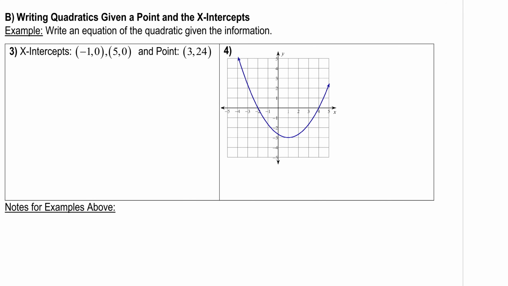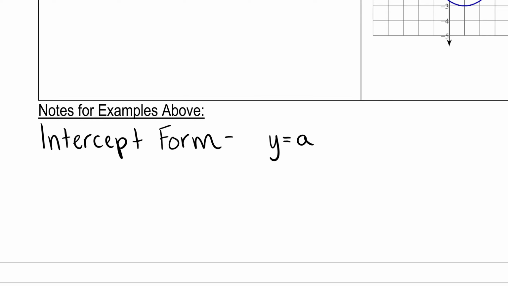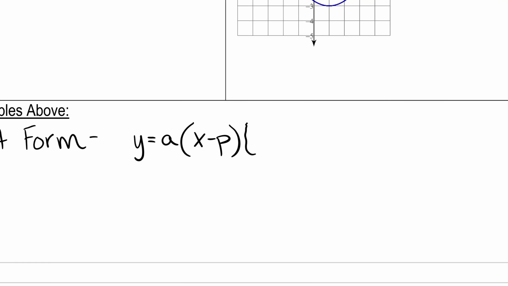So now we're going to write quadratics given a point and the x-intercepts. So on this one, the only thing that I need to know, again, the notes section is not very long because I'm just going to have intercept form instead of vertex form because I'm not dealing with vertex anymore. I'm dealing with the x-intercepts. So my intercept form is y equals a(x minus p)(x minus q). And if you remember that, great. If you don't want to write this down, you don't have to, but this is just so it's here. You don't have to go looking for it somewhere else.